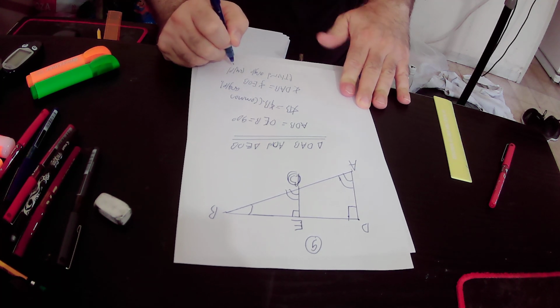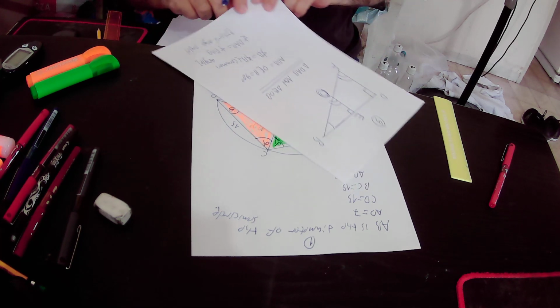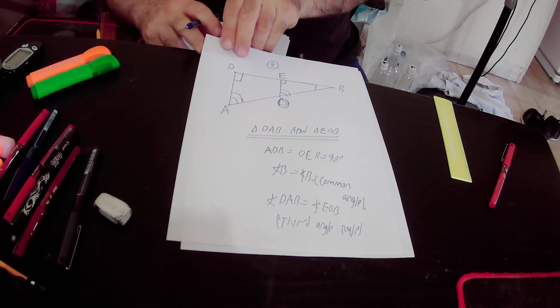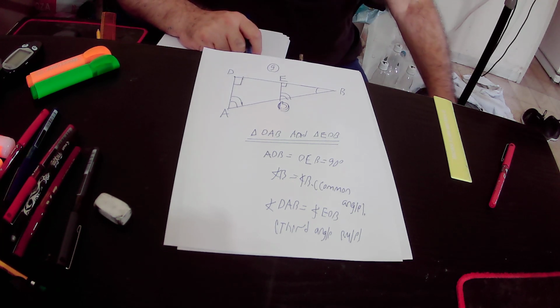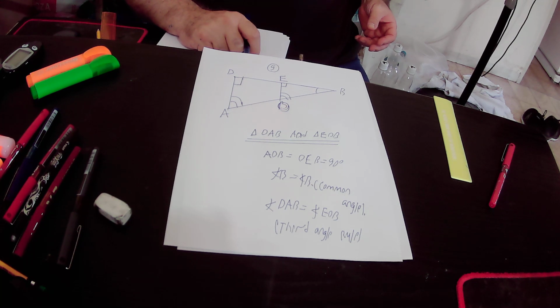So actually, the third angle rule or third angle theorem states that if two angles of one triangle are congruent to two angles of another triangle, then the third pair of angles of those two triangles must also be equal to each other according to the third angle theorem.